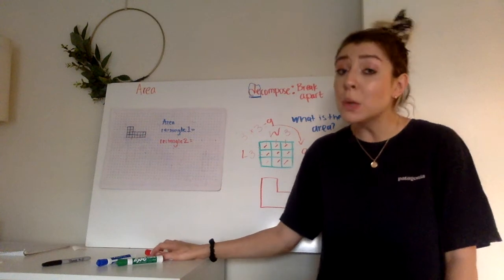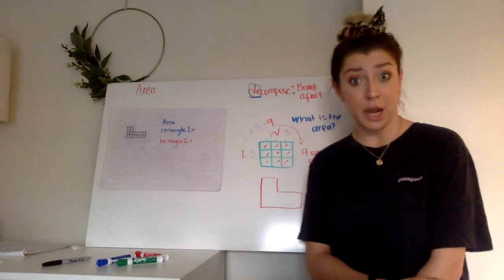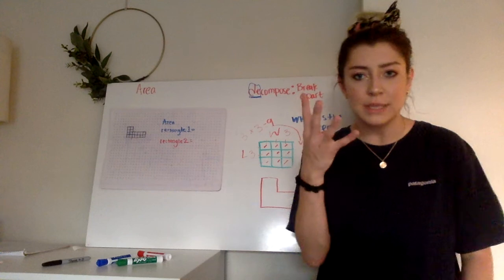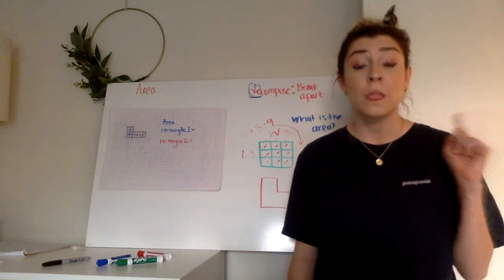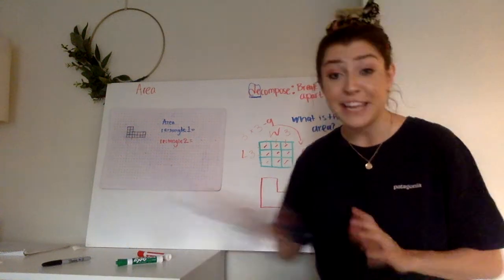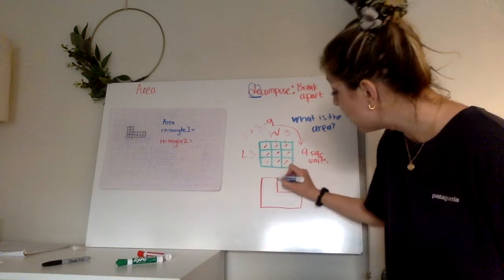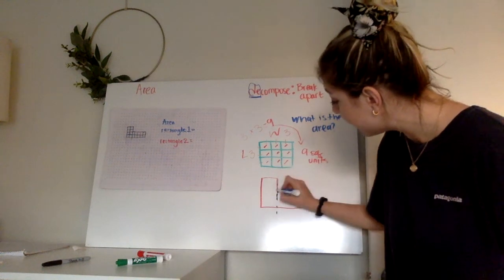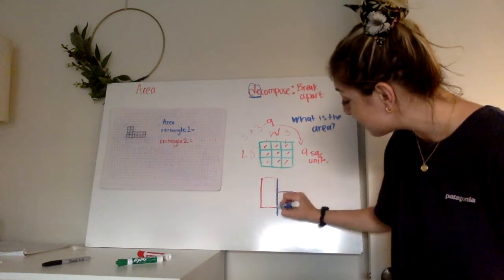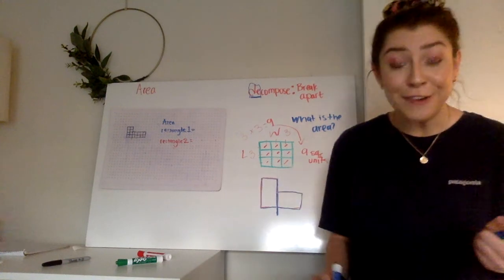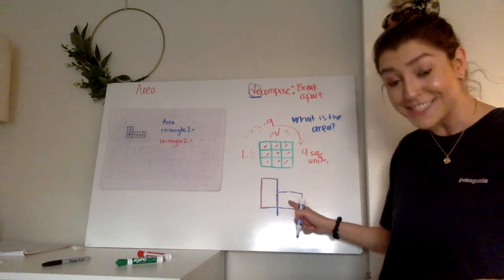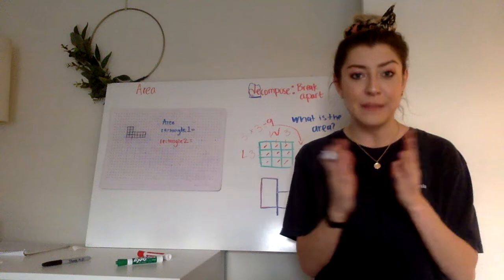Now, what if I were to say, find the area of this guy? You would look at me and say, Miss Burko, this shape has more than 4 sides. What am I to do? Well, we are going to break this shape apart into rectangles. And here is how I would do it. I would break this shape apart right there. Because if I cut it right there, this gives me a rectangle right here. And this gives me a rectangle right here. And you already know how to find the area of this rectangle, and you know how to find the area of this rectangle. And all we would have to do is add them together.